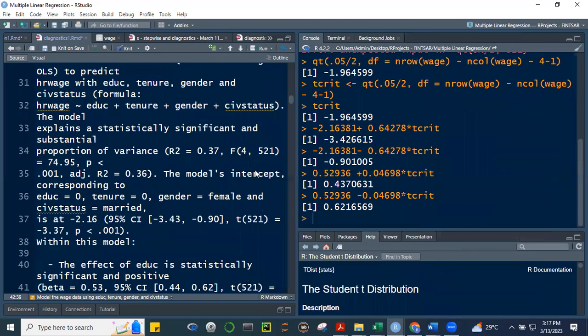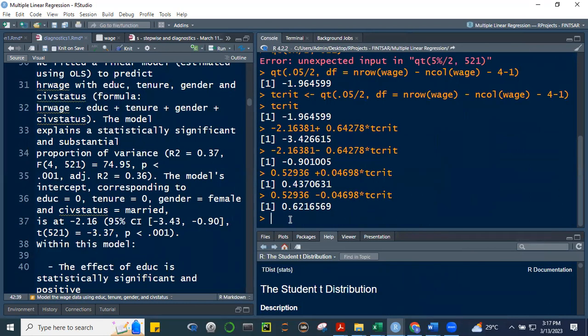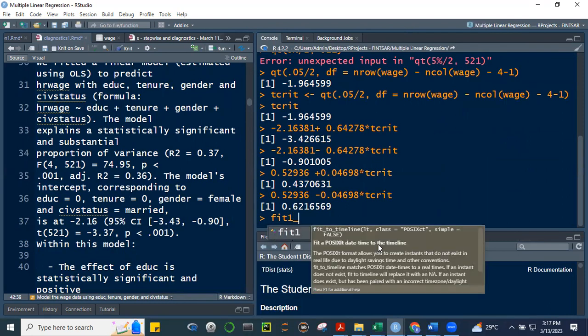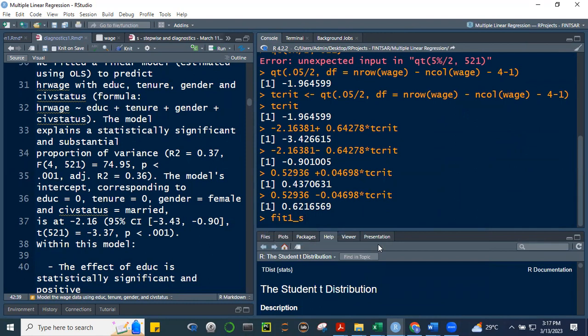So how do we do that? Let me just teach you how to do that. Let's create this object called fit1_S, fit1_standardized. There are several ways to compute these standardized betas. What happens is that the values that we use are not the original values. You will have to convert education into its standardized value. So for example, before we do that, how do you compute for the standardized value of education? Let me just print wage.